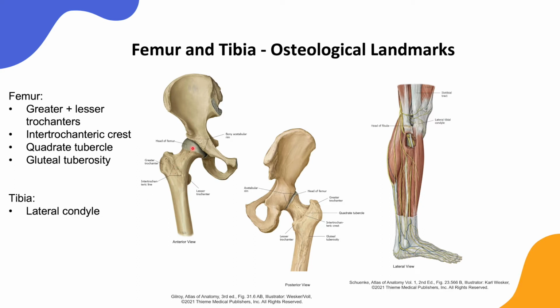Some osteological landmarks are the greater and lesser trochanters. On the posterior aspect, we can find the intertrochanteric crest, the quadritubercle, and lastly, the gluteal tuberosity. On the tibia, a landmark of interest is the lateral tibial condyle.